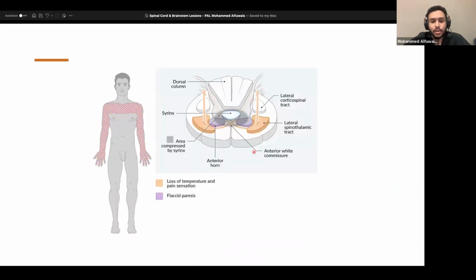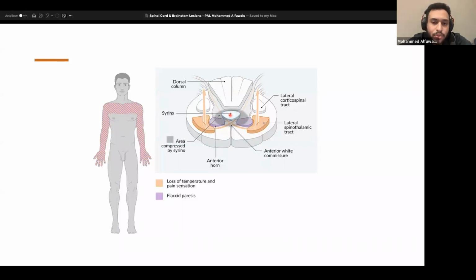Now, central cord syndrome. I'll explain it on this diagram. You need to remember that central cord syndrome affects the structures surrounding the center of the spinal cord, for example, the central canal. One etiology or factor for central cord syndrome involves this structure right here, which is the central cord.